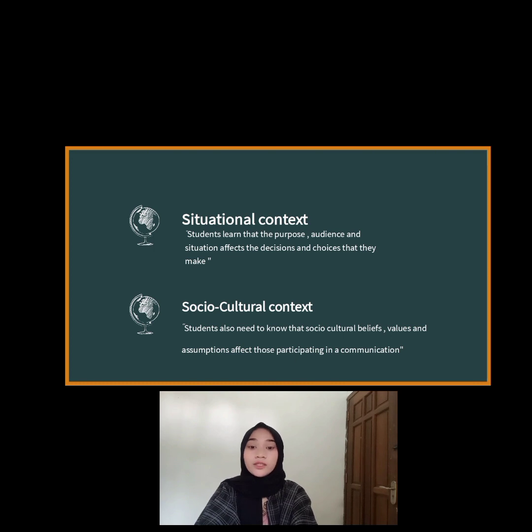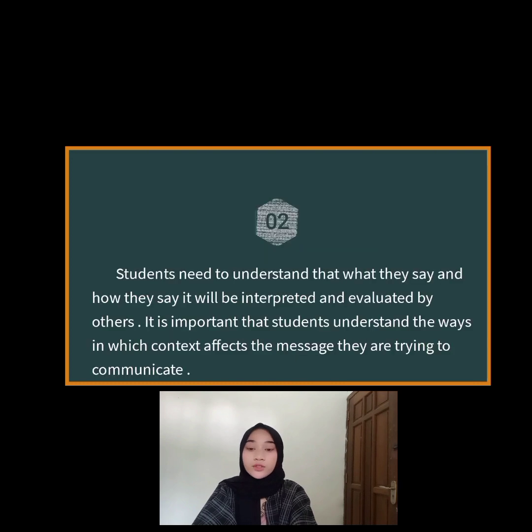Situational context: students learn how purpose, audience, and situation affect the decisions and choices that they make. Sociocultural context: students also need to know that social and cultural beliefs, values, and assumptions affect those participating and communicating. Students need to understand that what they say and how they say it will be interpreted and evaluated by others. It is important that students understand the way in which context affects the message they are trying to communicate.